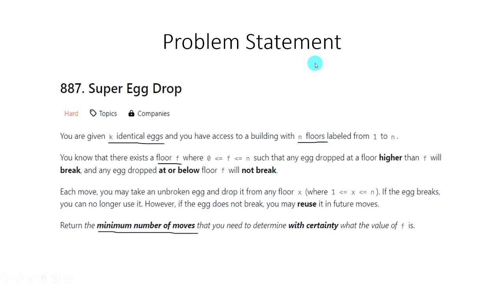So the problem statement that we are given is the Super Egg Drop. It's a LeetCode hard problem with an acceptance percentage of below 25%. So the problem statement goes like this.